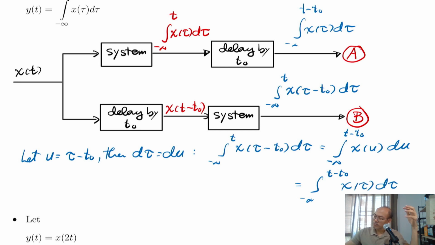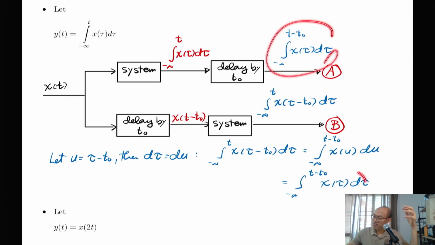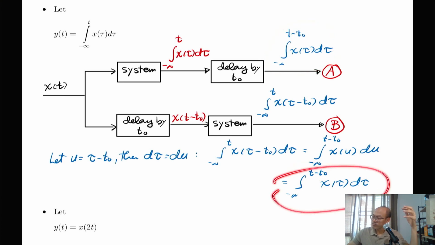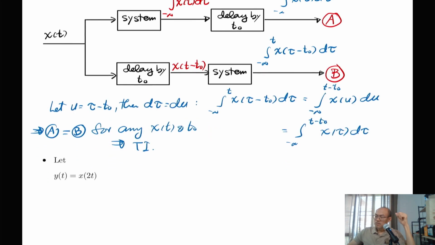And you see, we now see that these two are exactly the same. This one is b, and a is equal to b now. So a is equal to b, so the system is time invariant. All right. The last one probably for today is going to show this.